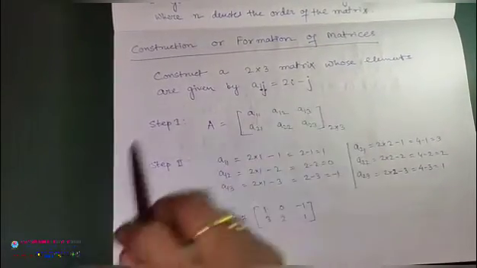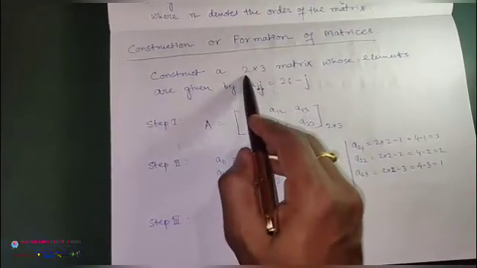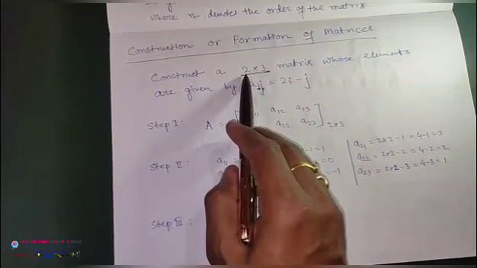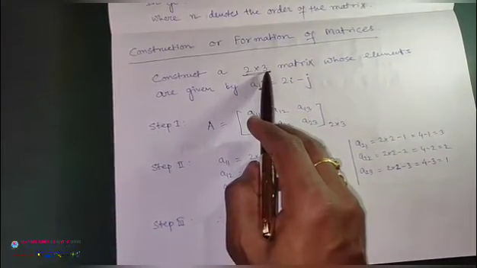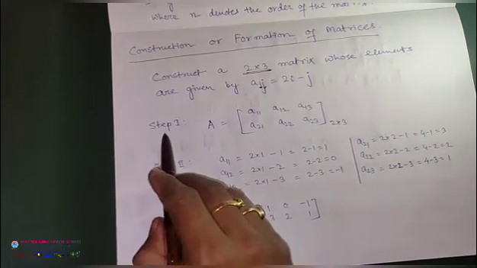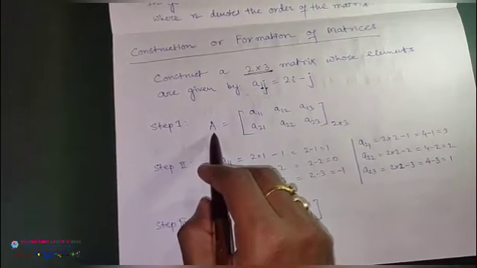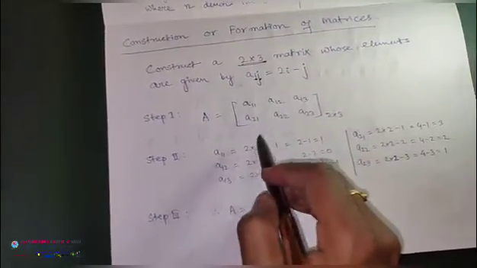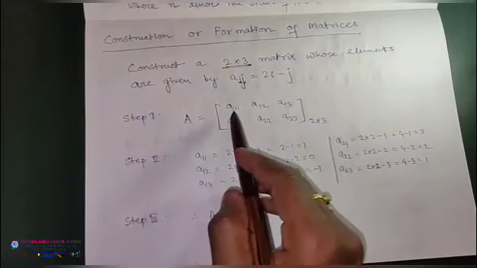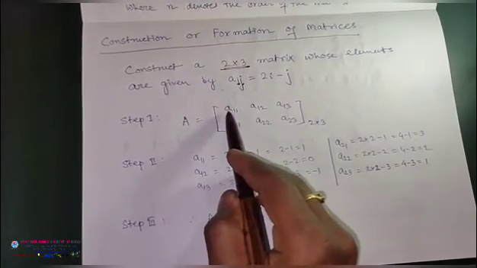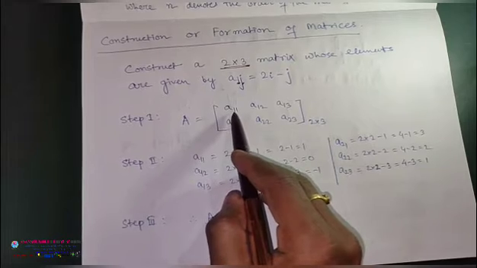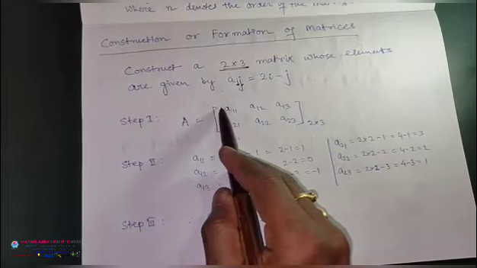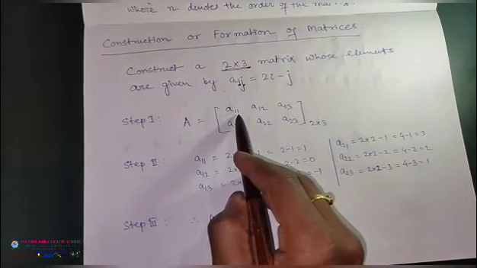So first you have to take a matrix whose number of rows is 2 and number of columns is 3. So in step 1, we have taken a matrix A whose number of rows is 2 and number of columns is 3. Before, we discussed that for the first element, the position of row is 1 and the position of column is also 1. So the first element will be a11.